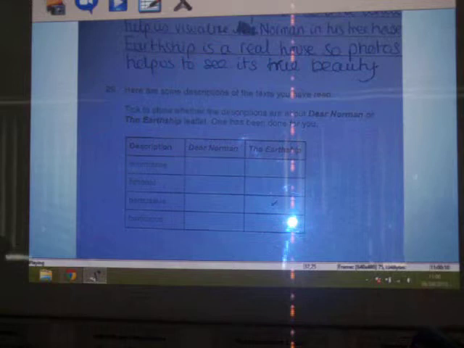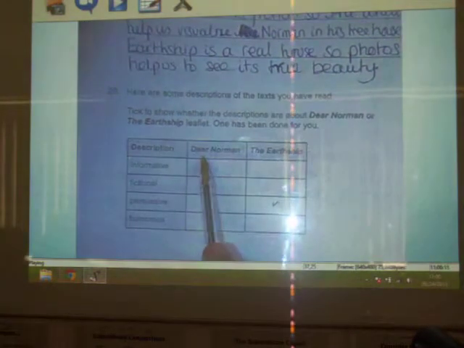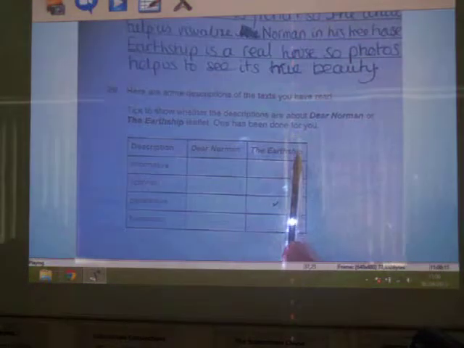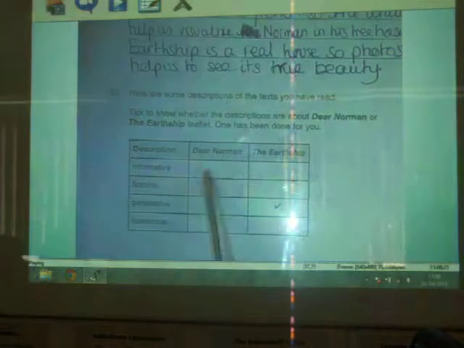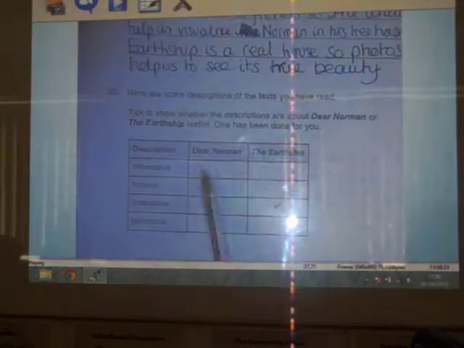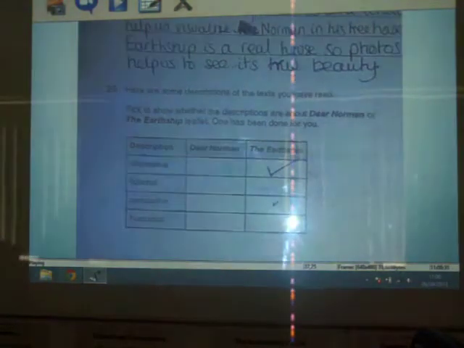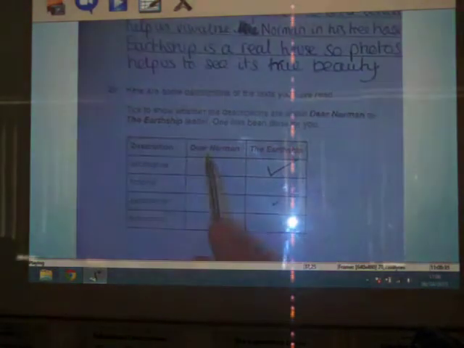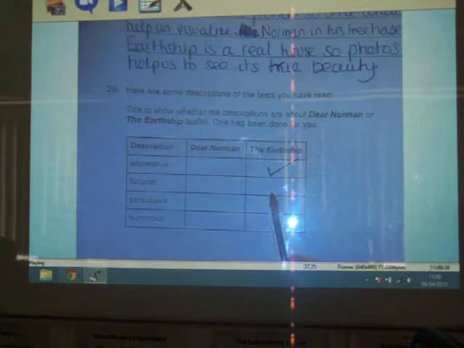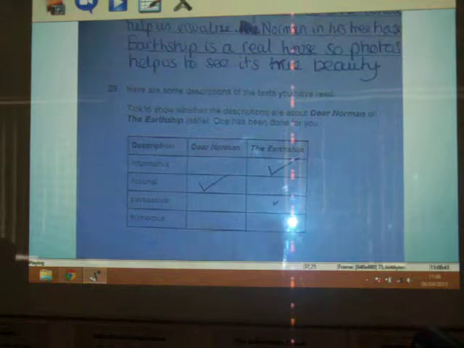Here are some descriptions of the text you have read. Okay, let's have Hafsa. Can you help me, please? Now we have Dear Norman and the Earthship, two different types of text. Which one of these two is informative? The Earthship. The Earthship is giving us lots of information. Tick on that one, please. Okay, now, Rakaya, the next one, fictional. Is Dear Norman fictional or is it the Earthship which is fictional? Dear Norman, made up story. Okay, persuasive one has already been done for us.